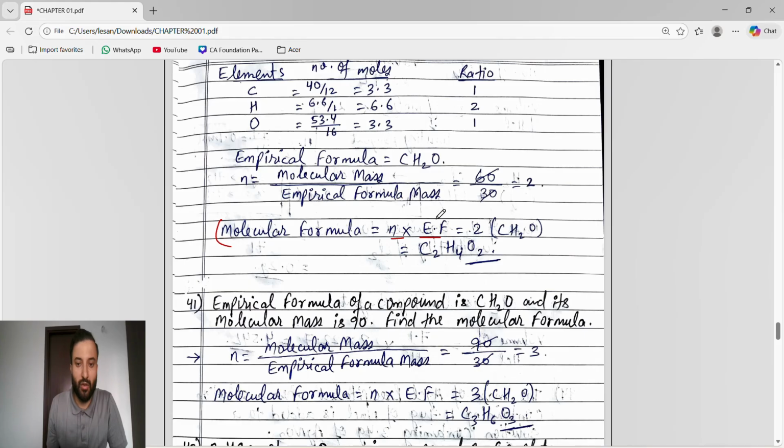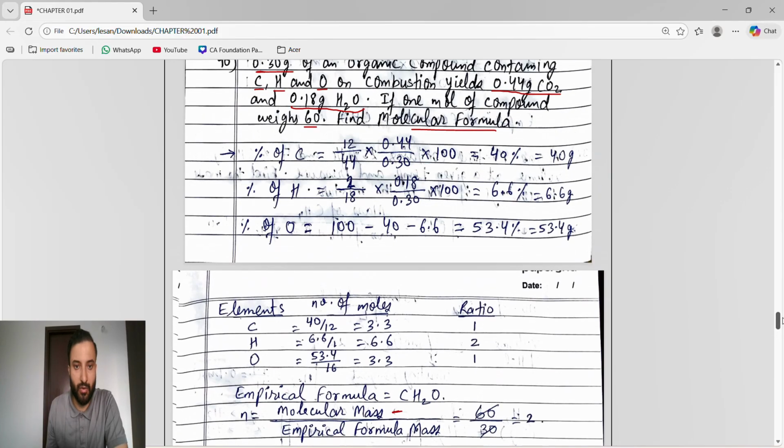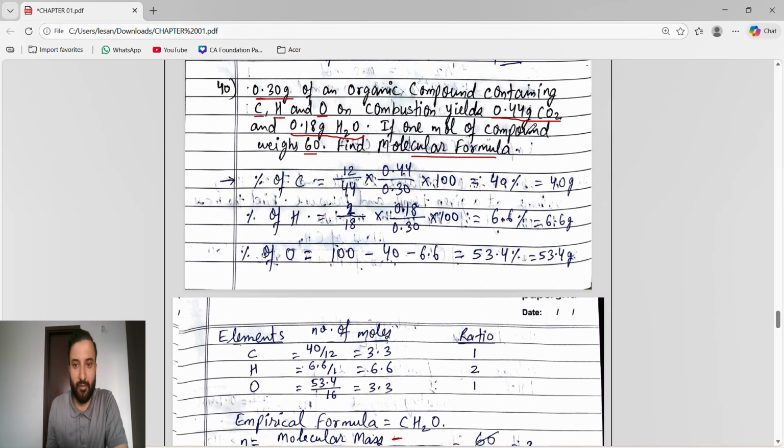So first of all, we have to find the empirical formula. And N, we know the formula of N: molecular mass by empirical formula mass. This molecular mass is nothing but what is given in the question. So molecular mass of this compound is 60.